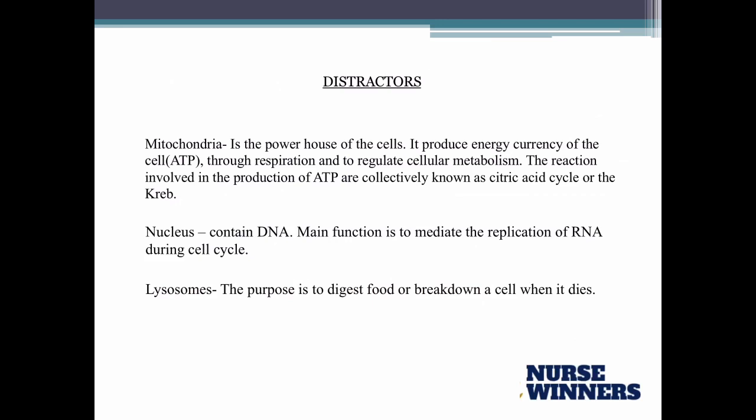Distractors. Mitochondria. It is the powerhouse of the cells. It produces energy currency of the cells, that is ATP, through respiration and to regulate cellular metabolism. The reactions involved in the production of ATP are collectively called the Krebs cycle or citric acid cycle. Nucleus. Nucleus contains DNA. Main function is to mediate the replication of DNA during the cell cycle. Lysosomes. The purpose is to digest or break down a cell when it dies.